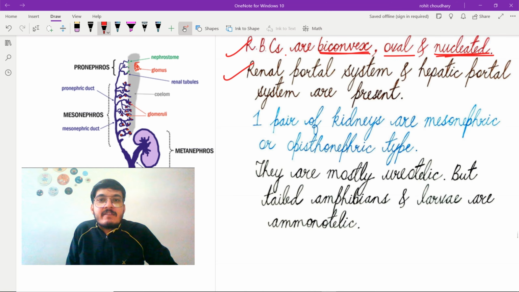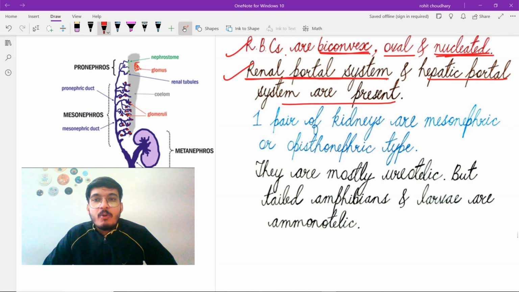The next characteristic feature is renal portal system and hepatic portal system are present. So, first of all, we should know what renal portal system is. The renal portal system is a venous system that carries blood from the body's posterior region to the kidneys. Renal portal system is a network of blood capillaries that surrounds the uriniferous tubules of kidneys. Or renal portal system, it's a second route for the blood to flow from a capillary bed to another capillary bed without going through the heart.